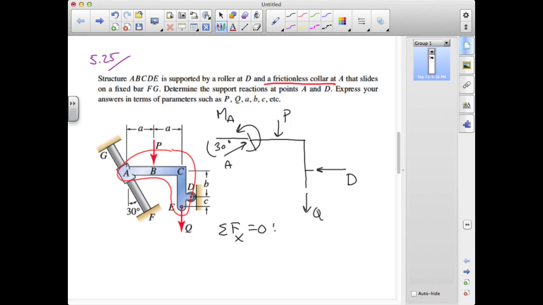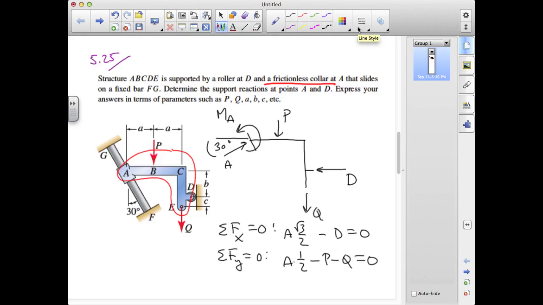If I look at force equilibrium in X, I've got the X component of A, which is A cosine 30, and cosine 30 is root 3 over 2. So this is A root 3 over 2 minus D is equal to 0. In the vertical direction, I have the vertical component of A, which is A sine 30, that's A times a half, minus P minus Q is equal to 0.